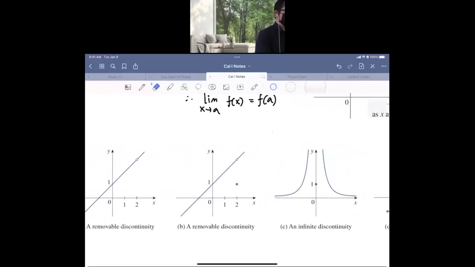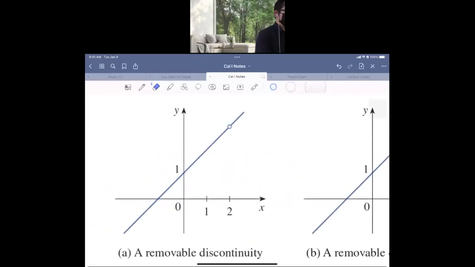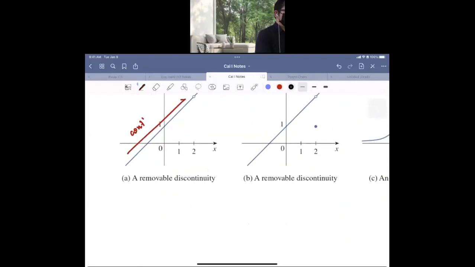But remember, the continuity needs to be defined on the point. If we say this part here, up until below this hole, it's still continuous. This is still continuous, right? And from the right side, this is also still continuous. The one that breaks this continuity is just the point. So we can also observe the continuity from one side, from the left or from the right. So we can have that as well.